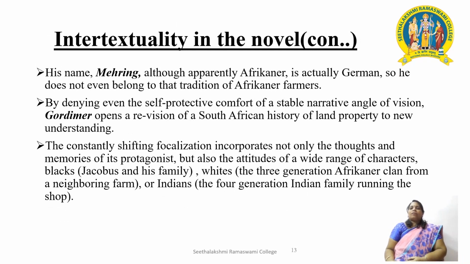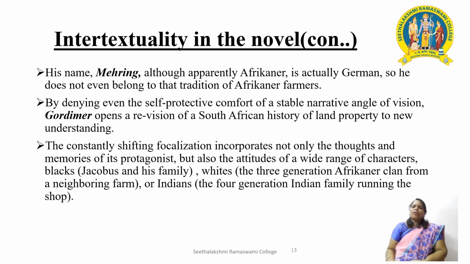His name, Mehring. So let's look at the detailed analysis of Mehring. Apparently Afrikaner is actually German, so he does not even belong to the tradition of African farmers. So anyway, he belongs to that country, but he is not able to mingle with the farmers because of the status clash. By denying even the self-protective comfort of a stable narrative angle of vision, Gordimer opens a revision of South African history of land and property to new understanding.